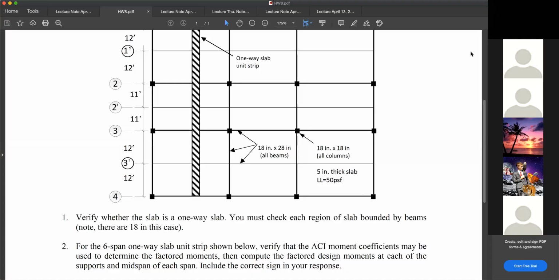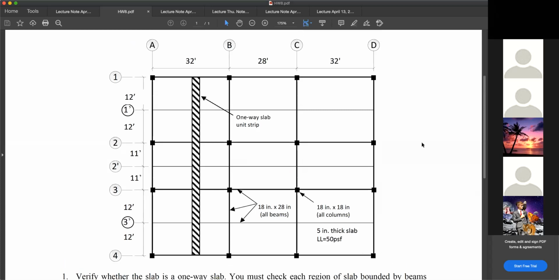First of all, let me share the screen so you'll see the homework. Can you guys see it? Yeah. Okay, so this is the one-way slab figure that's showing the homework.